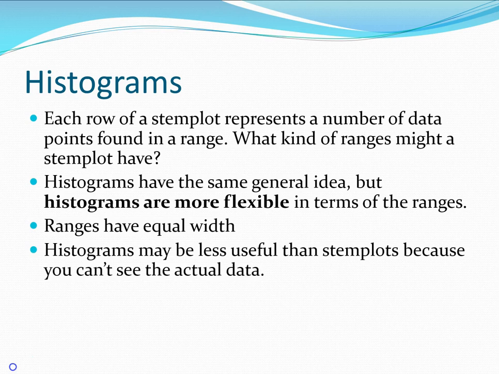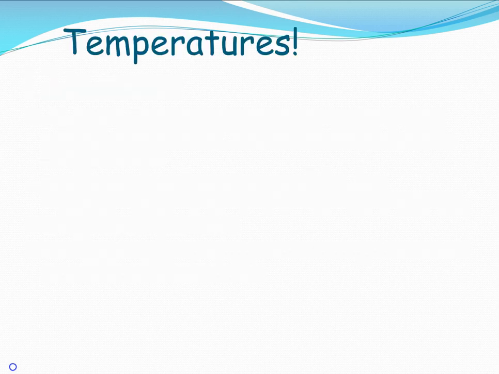Histograms in certain respects are less useful than stem plots because you can't see the actual data of a histogram. For a histogram, you just see general ranges. You can't actually see the data, unlike a stem plot where you can see the actual data. So they have their uses, and sometimes they're a little deficient in that regard.